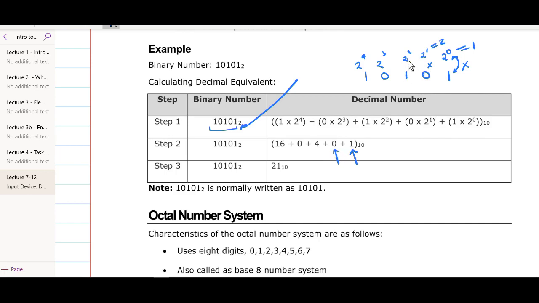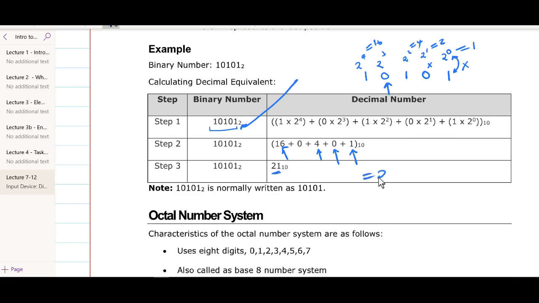The other one is that 2 to the power 2 is 4. When you multiply 4 by 1, you get 4. Similarly, this becomes a 0. And last but not least, 2 to the power 4 is 16, and when you multiply by 1, you get 16 there. So we want to find its decimal equivalent, and we are clearly going to see that when you add all of these, you're going to find this is 21, and that is 21 to base 10.